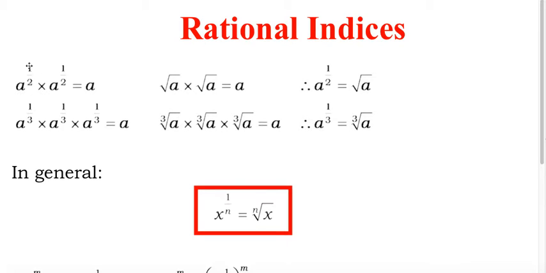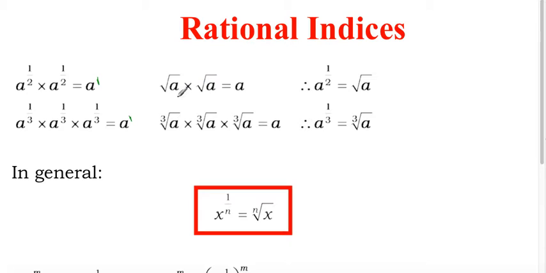We know that a to the power of a half times a to the power of a half would actually be a to the power of 1, because our multiplication rule says that we just add the powers. Half plus half is 1. We also know that a to the power of a third times a to the power of a third times a to the power of a third would also be a to the power of 1, because a third plus a third plus a third is 1 whole.